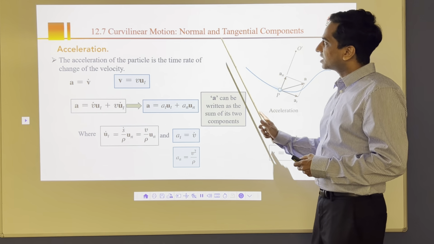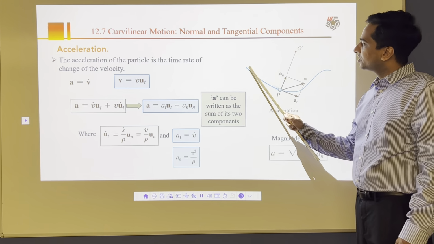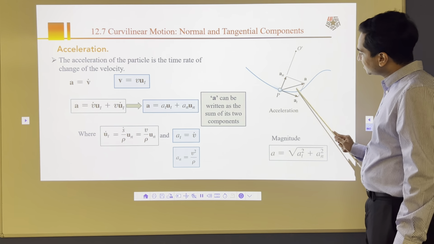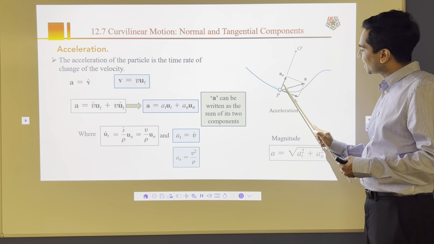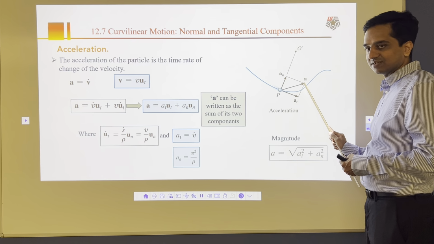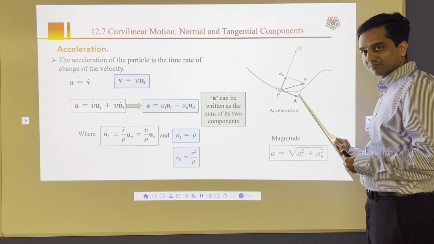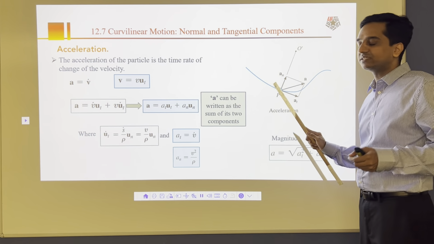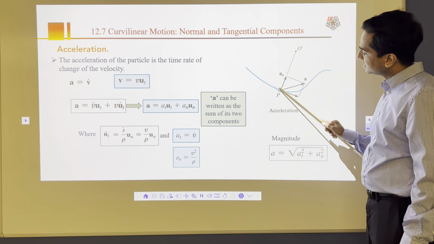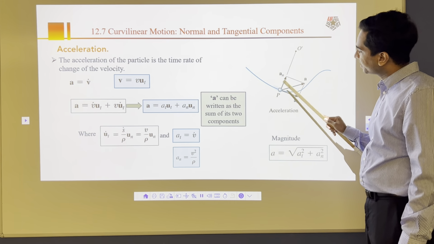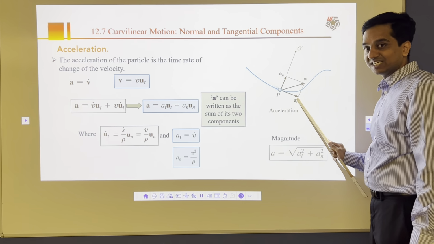However, the most important part in normal and tangential components is acceleration. Let's say we have a particle going like this, and when it's taking a turn, it's speeding up. Let's assume that it's speeding up and increasing in speed. If that's the case, this is the direction of its acceleration, and its acceleration will have two components, a normal component and a tangential component. The normal component is also known as centripetal acceleration. The normal component is towards the center, wherever the center of the curve is at that instant, and tangent to the curve we will have the tangential component.